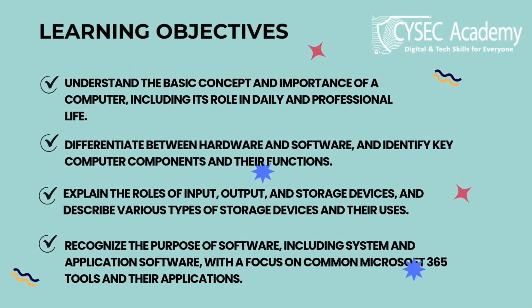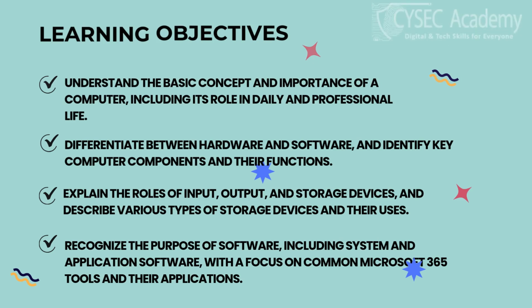Learning objectives. By the end of this course, you should be able to: 1. Understand what a computer is and why it's important for everyday and professional tasks. 2. Know the difference between hardware and software, and identify key computer parts and their functions. 3. Explain how input, output, and storage devices work, and list different types of storage and their uses. 4. Understand the role of software, especially system versus application software, and common Microsoft 365 tools.